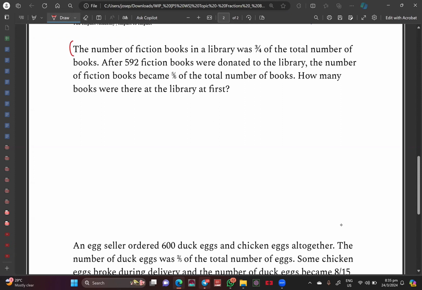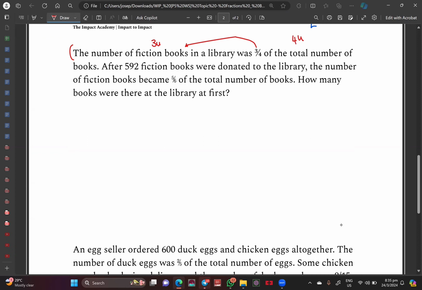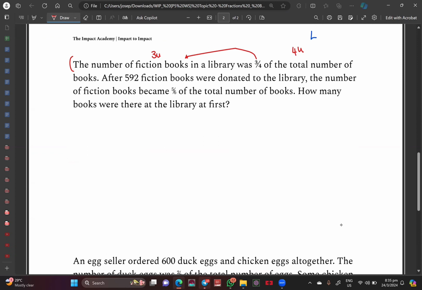Now, as you can see over here, the number of fiction books in the library was 3/4 of the total number of books. So, what they're trying to tell us is that 3 units goes to the fiction books, and the total has to be 4 units. From here itself, we call this a before and after concept, a B and A concept.